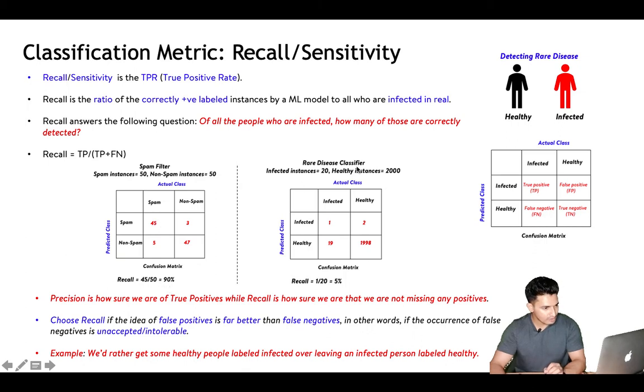For the rare disease problem, the recall will be true positive, that is 1, divided by all the actually infected people, which is 20, so 5%. The model is only able to detect 5% of the people who are actually infected.